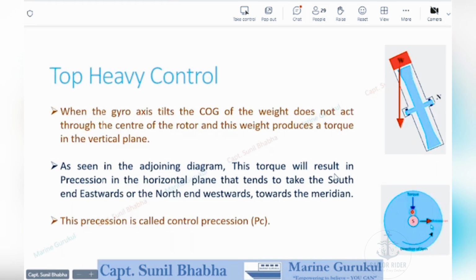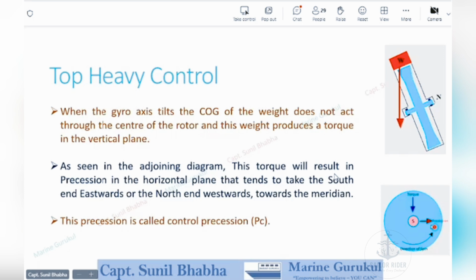Now we know top heavy control is used in gyro compasses which are spinning anti-clockwise as viewed from the south end. So you can see the direction of spin as anti-clockwise. So this torque which is trying to push the spin axis downwards turns by 90 degrees in the anti-clockwise direction, and now it tries to push the spin axis, or precess the spin axis, in the easterly direction. So the torque is resulting in a precession in the horizontal plane that tends to take the south end in the eastward direction. If the south end is precessed in the eastward direction, the north end is going to precess westwards.